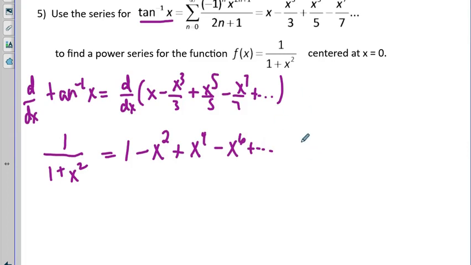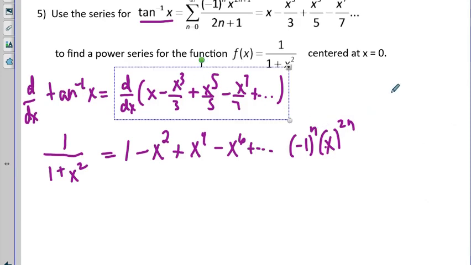And hopefully you're starting to think about how to write this as the nth term. So the nth term of this would be negative 1 to the n, and then you're taking x to the 2n. Okay. So when you look at that, hopefully you see that you put 0 in, you're going to get 1. You put 1 in, you're going to get negative x squared, and so forth.